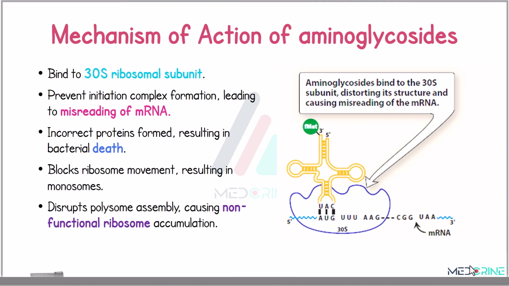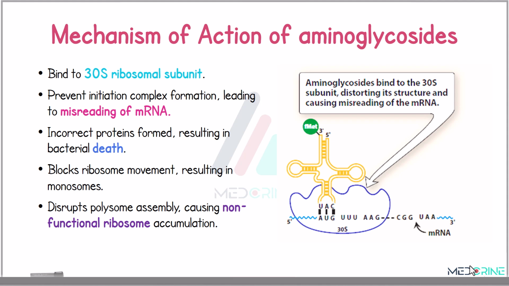Let's then look at the mechanism of action and how these aminoglycosides exert their effect. Aminoglycosides typically work by binding to the 30S subunit of the bacterial ribosomal unit. This binding prevents the initiation complex formation, leading to a misreading of the messenger RNA, and this misreading distorts or causes incorrect proteins to be formed, resulting in bacterial cell death.